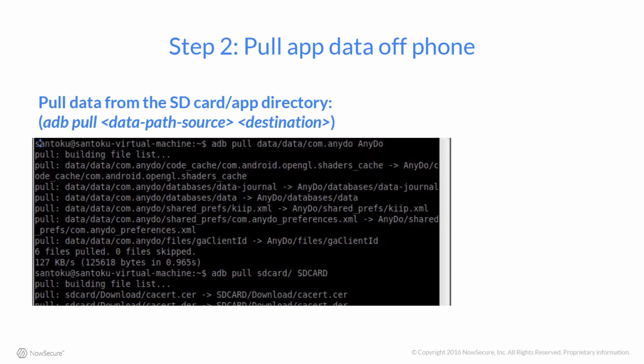Step 2 is pulling app data off the phone. Once again, we're going to be using the ADB command, ADB pull, I should say. And here you're just going to type in ADB pull, give the path to the data source and the path to the destination. This will work for both the app folder and the SD card location. So as you go through this exercise later, if you choose to do so, you'll see the very specific commands that we entered. Feel free to follow along with that. But running this command twice, once for the app folder and once for the SD card, should pull that application data from the phone into the folder on your computer that you specify there in that command.